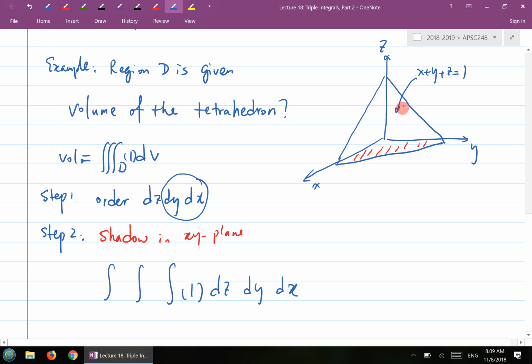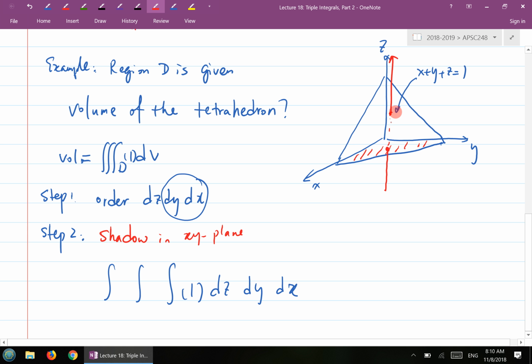So let's follow the steps. First, pick a point inside the shadow. Pick a point somewhere inside the shadow here. And then we draw a vertical line in the positive z-axis direction. Basically scan in the z-axis direction. Okay, so that's the line we draw here.